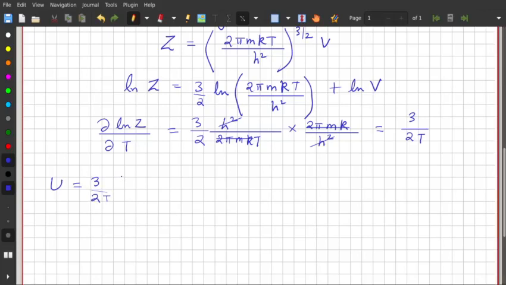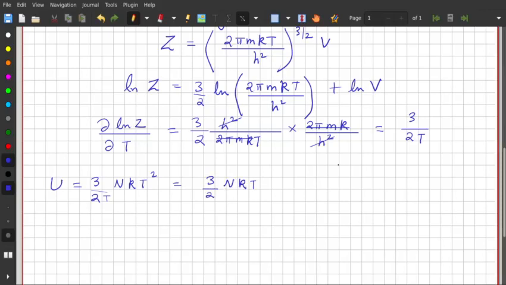That's the partial derivative of log z with respect to T multiplied by n Boltzmann constant T squared. So this simplifies to 3/2 n Boltzmann's constant T. So that's the internal energy, the internal energy at a given temperature T for the particles.